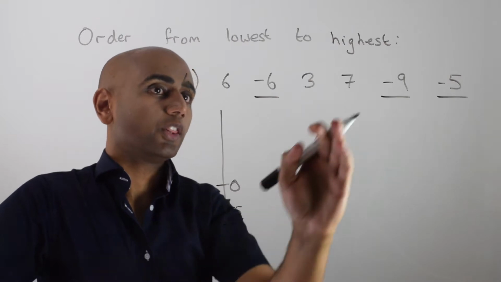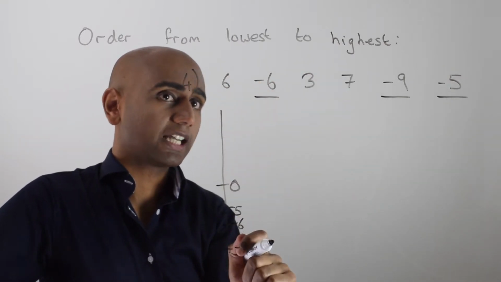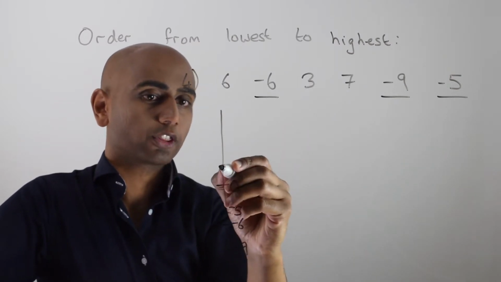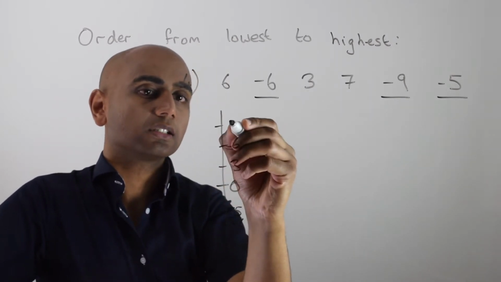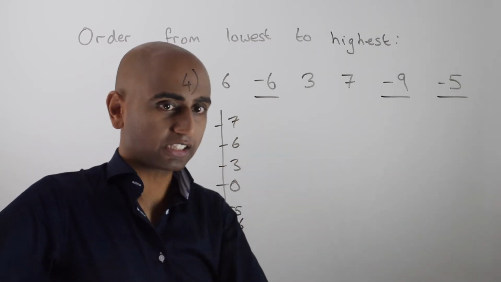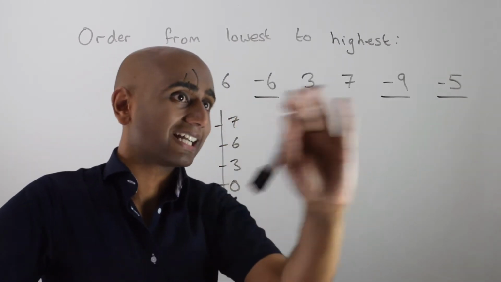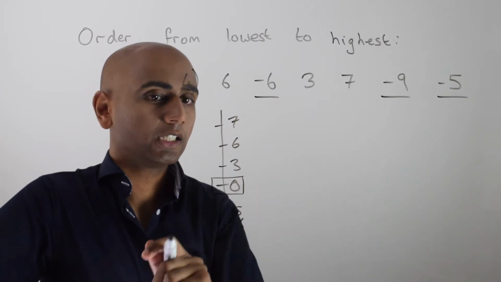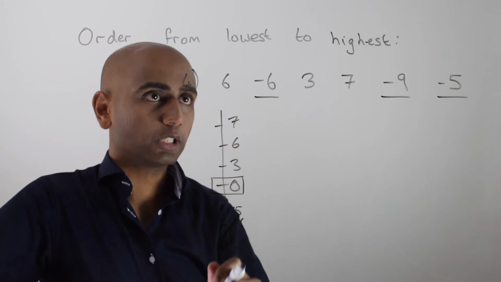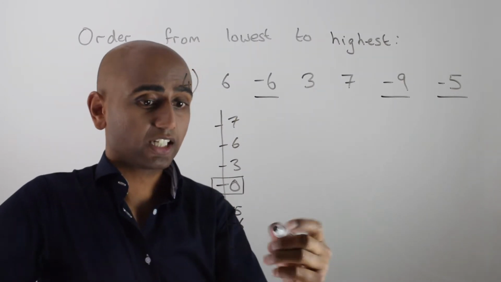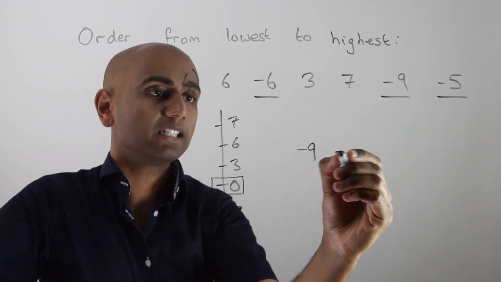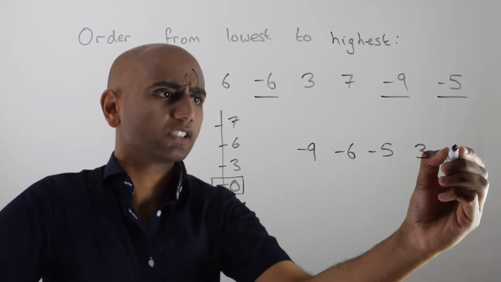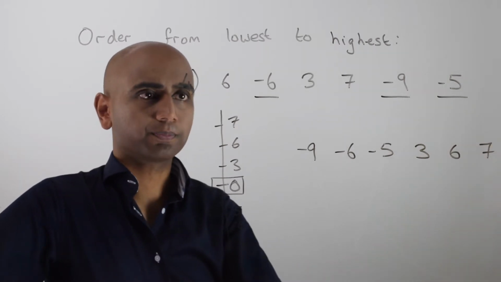And then we've got the positive numbers to look at. And they're all single digit numbers. So that's pretty easy to see that we've got 3, 6, and 7. We're just comparing units here. Now, 0 wasn't actually in our list. So we just need to remember not to include this when we're putting the numbers in order from lowest to highest. So from lowest to highest, we've got negative 9, negative 6, negative 5, 3, 6, and 7.